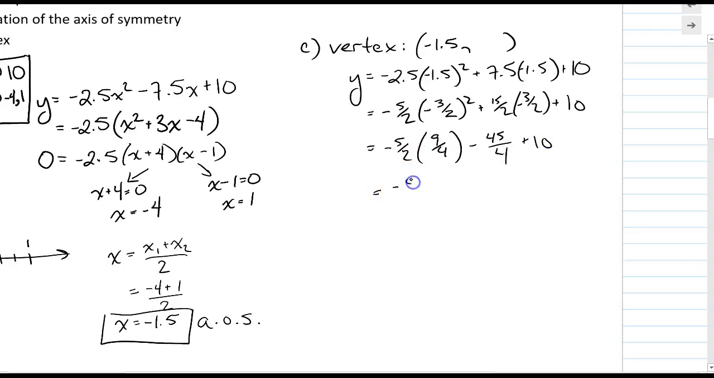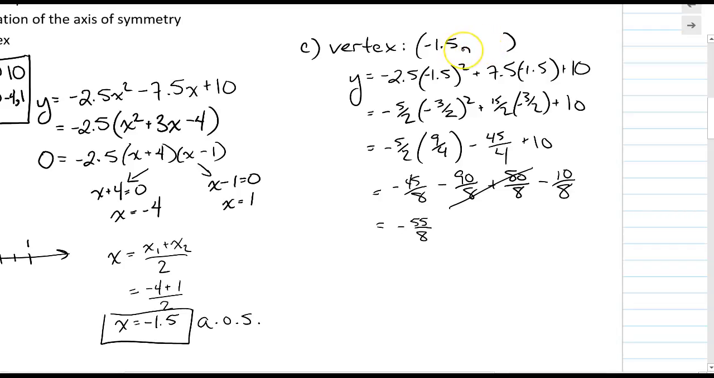It's going to be negative 45 over 8. So I'm going to turn everything into denominators of 8 as well. So it's going to be minus 90 over 8, and then plus 80 over 8. So that's just actually negative 10 over 8 instead. So that leaves me with minus 55 over 8. So we can leave it like that. You can convert it back to a decimal, whatever you want to do.